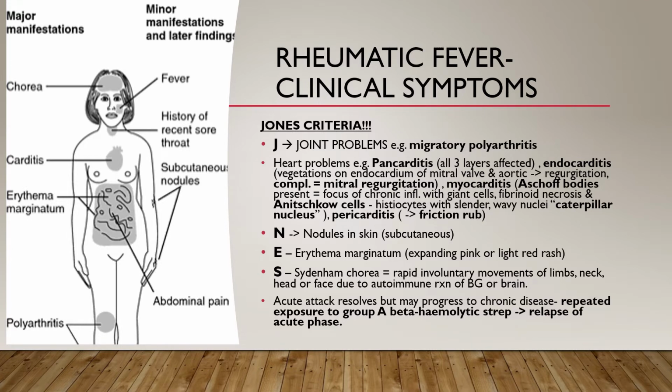N is for nodules, so the patient typically has subcutaneous nodules. They tend to have a pink or light red rash, E being for erythema marginatum. S is Sydenham's chorea. This is when the patient has quite rapid involuntary movements of the limb, the neck, the head, or face, and that's because it's affecting the basal ganglia of the brain.